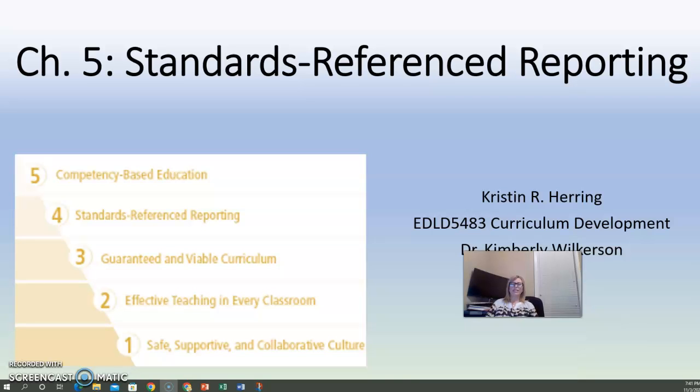Chapter 5, Standards Reference Reporting by Kristen R. Herring for ED/LD 5483, Curriculum Development, under Dr. Kimberly Wilkerson.